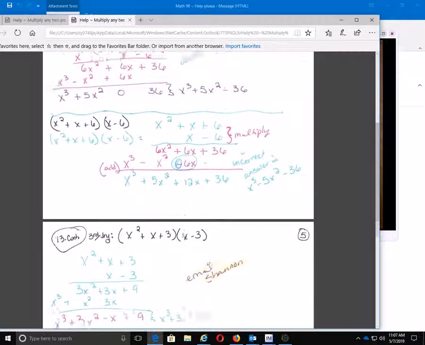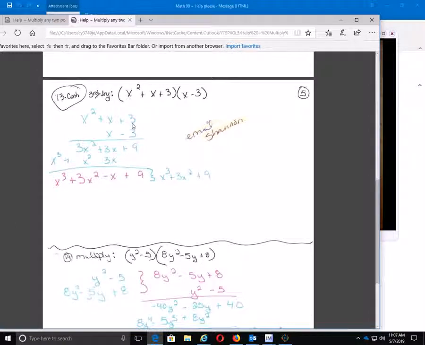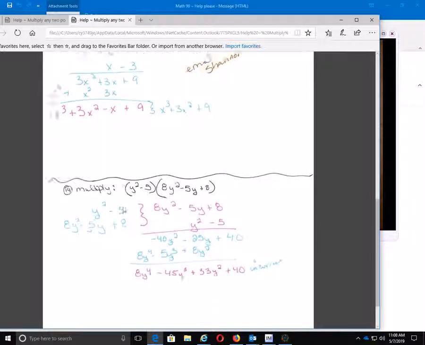All right. And now this one, I thought you did pretty good. Again, sign errors. Positive times a negative is a negative. X squared times minus 3 is a negative. So always keep the negative sign with the thing to the right. Okay. So again, sign error.